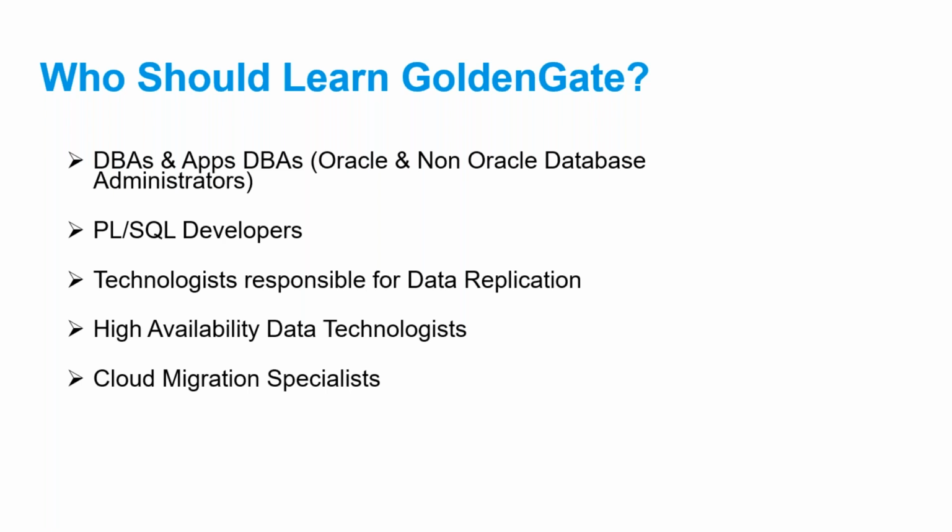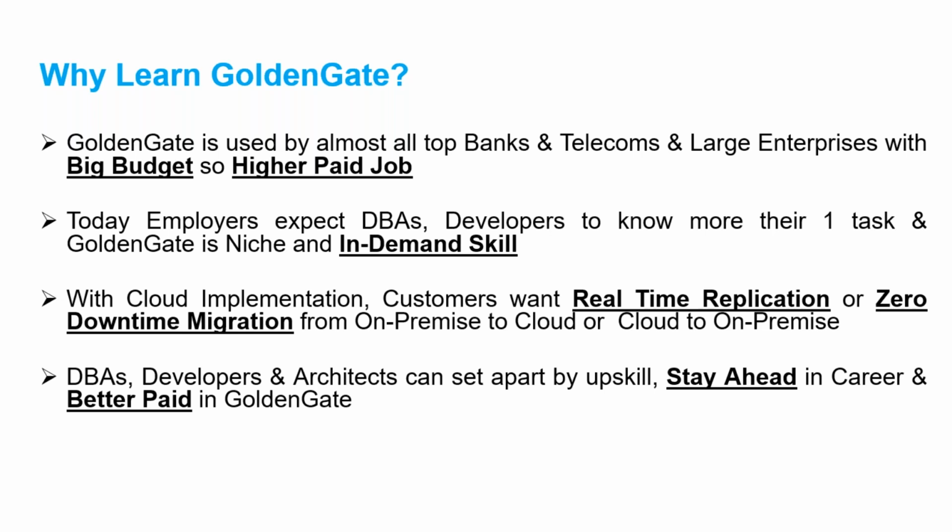What organizations do is they acquire the Goldengate license only for a short duration and for migration purposes, and once migration is completed they revoke the license. So Goldengate is getting very much used nowadays. So if you are working as a high availability data technologist, cloud migration specialist, you should be learning that.